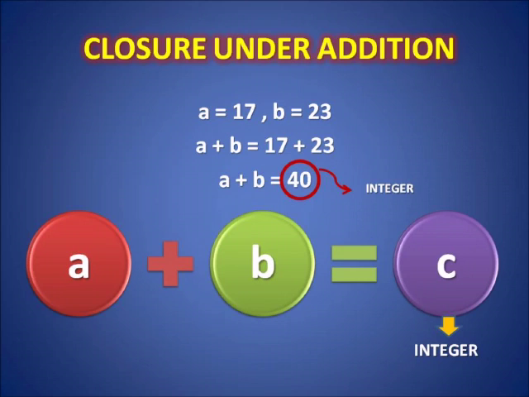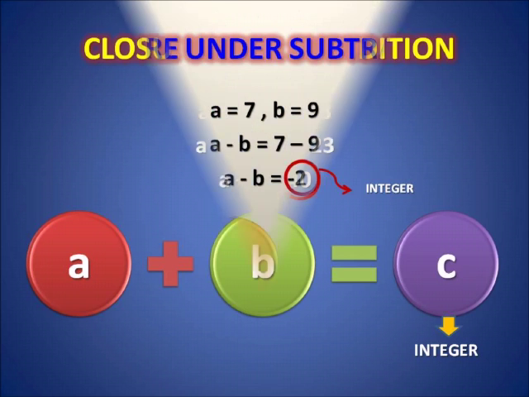If I have two integers a and b, where a is equal to 17 and b is equal to 23. Now, if I add a and b, that is a plus b, it will be equal to 17 plus 23. Now, this 17 plus 23 will be equal to 40. And this 40 is an integer again. So, we can say a plus b is equal to c, where c is an integer. Or when we add two integers, we get an integer again. So, closure property holds good under addition of integers.